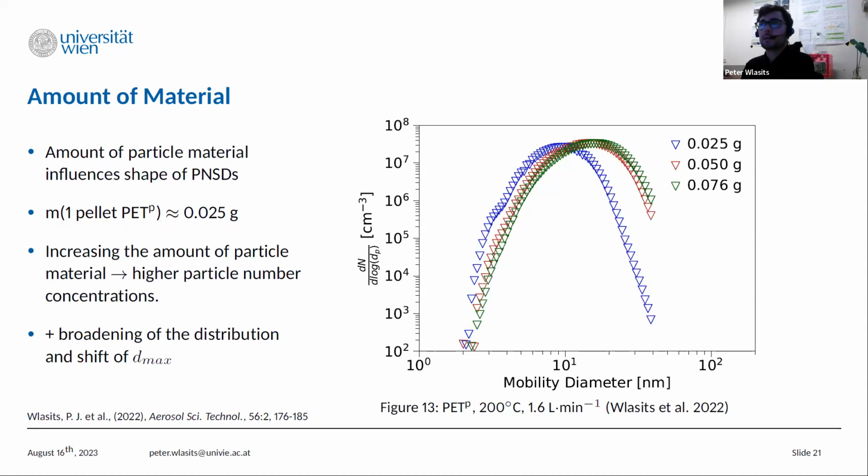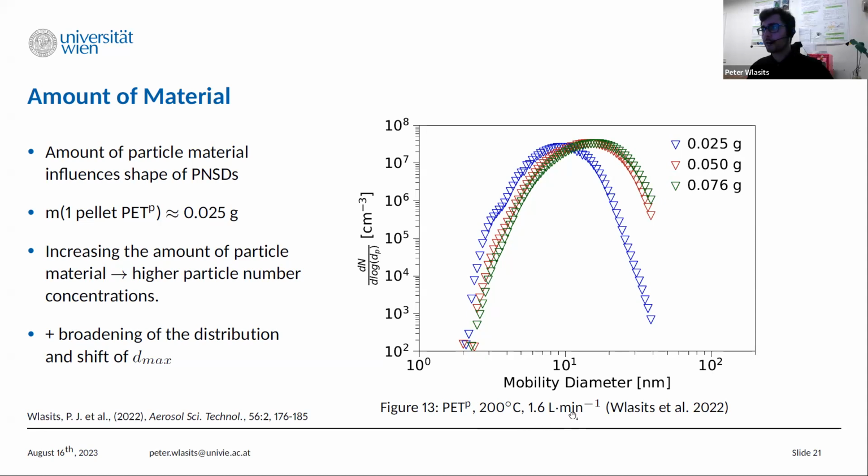The last parameter we investigated is the amount of material. As you can see here, the amount of material also influences the shape of the particle number size distribution, as expected. On the x-axis, again, the mobility diameter, on the y-axis the concentration. The different colors of the curves correspond to different amounts of material. In that case, it was again higher purity PET. 0.25 grams is approximately one pellet, so we have size distributions here for 1, 2, and 3 pellets.